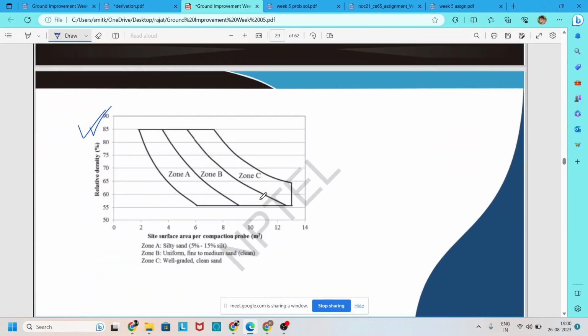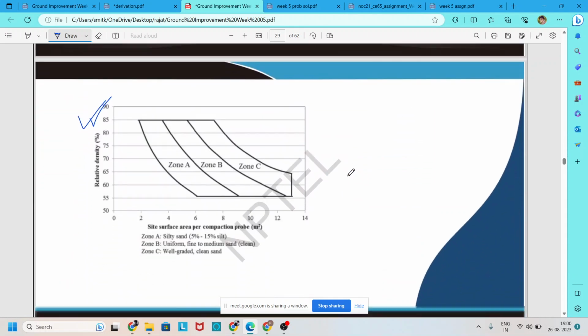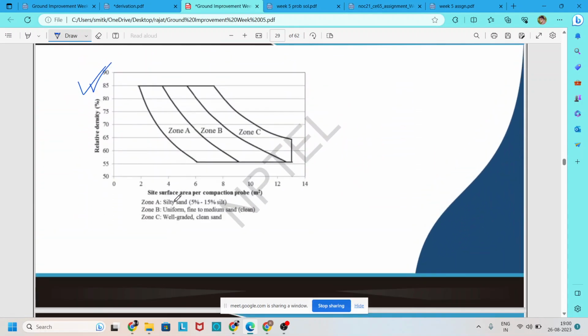So by this chart, and our soil has a fine content of 10%, it belongs to zone A. Zone A says that the fine content is between 5 to 15%, and in our case it is 10%. So we use zone A in this chart, and our targeted relative density is 75%.